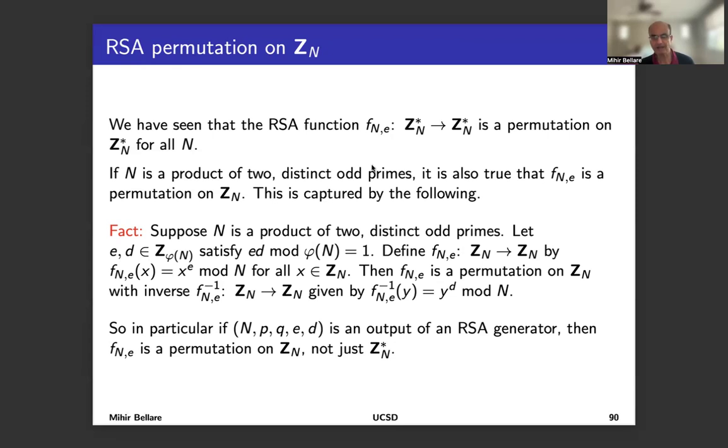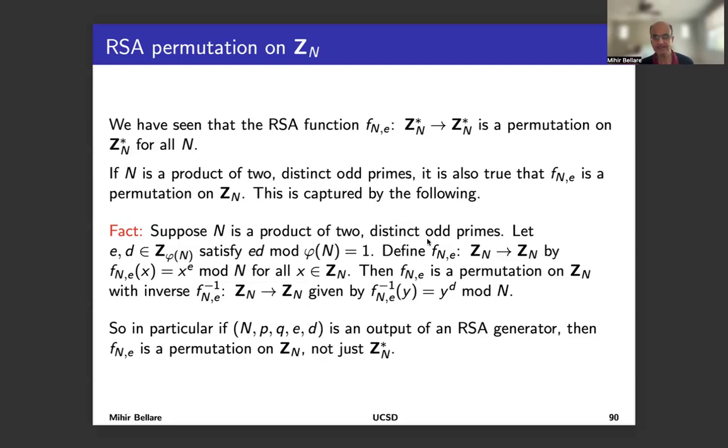Our claim is that algebraically, this is actually not going to change anything, in the sense that the function will actually still be a permutation. But there's a bit of a caveat. This is true for the types of n's that we discussed right now, which are called RSA moduli and are created by generators, that are products of two distinct odd primes. And so that's the fact stated here.